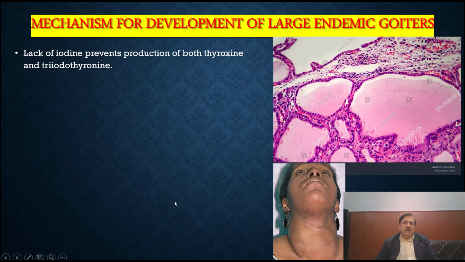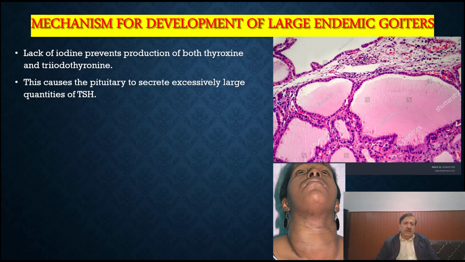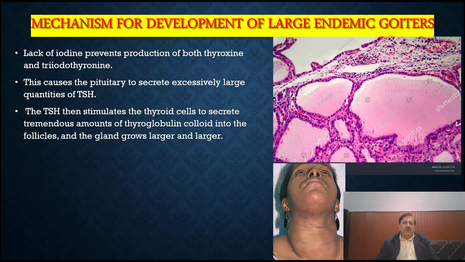Mechanism of development of large endemic goiter. Lack of iodine prevents production of both thyroxine and triiodothyronine. This causes the pituitary to secrete excessively large quantities of thyroid stimulating hormone. The thyroid stimulating hormone then stimulates the thyroid cells to secrete tremendous amounts of thyroglobulin colloid into the follicles, and the gland grows larger and larger.